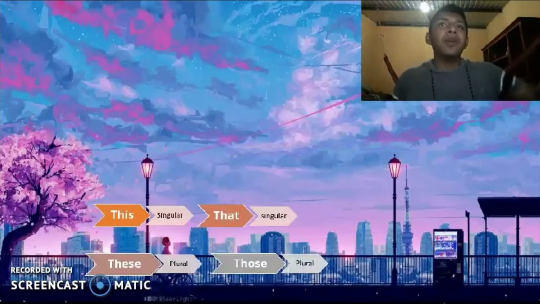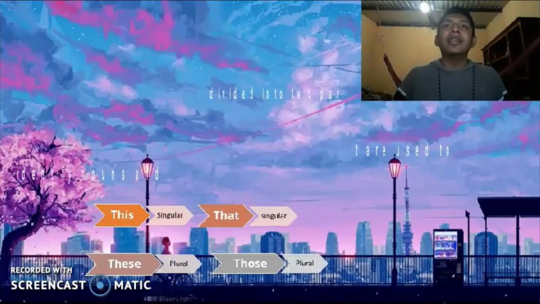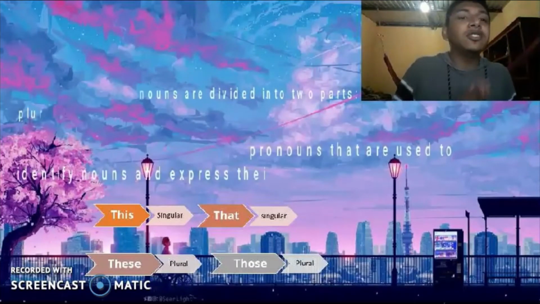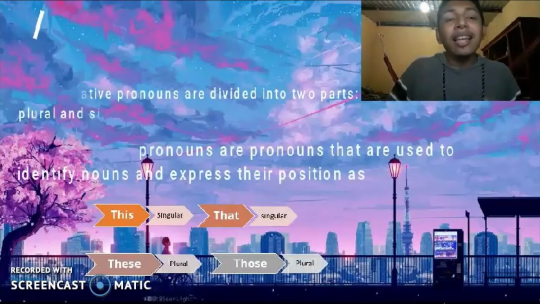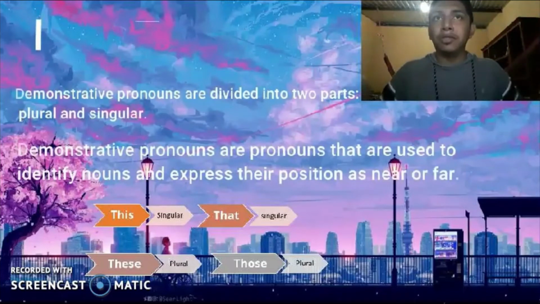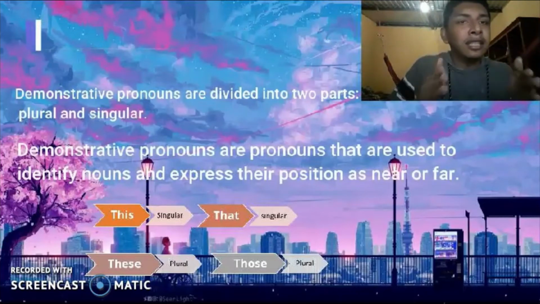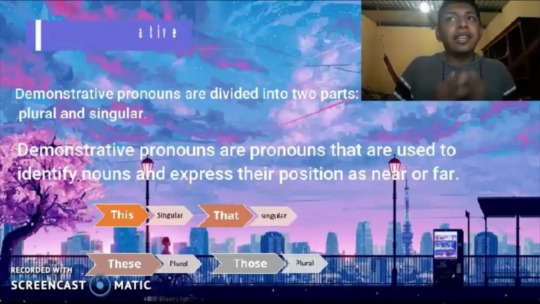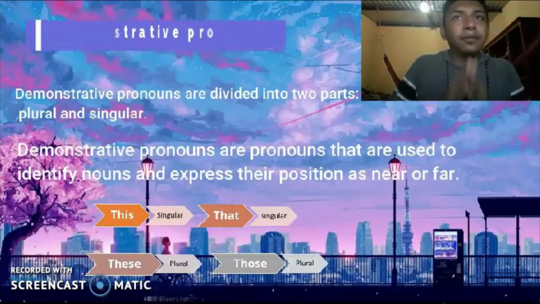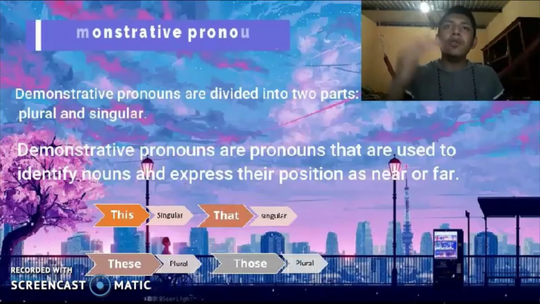Now, we have the demonstrative pronouns. Demonstrative pronouns are divided into 2 parts, the singular and plural. You can see on the screen that for the singular there is this and that, and for the plural it is these and those. So, we have the next example.